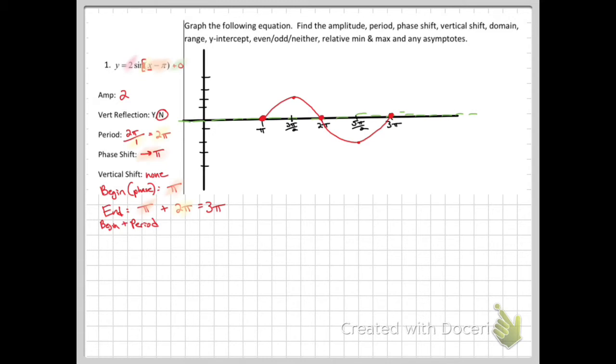Okay, then there's a bunch of other things we need to find. We need to find the domain, the range, relative minimum, relative maximum, the y-intercept. Is this even, odd, or neither? And asymptotes.